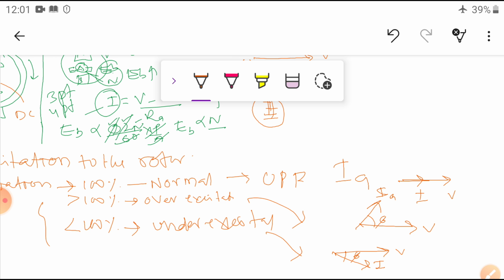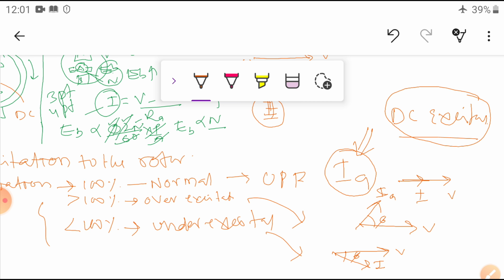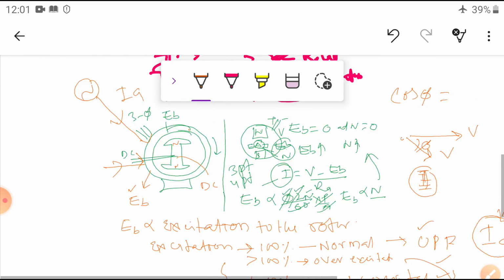That means here the armature current can be varied based on the DC excitation. So dear students, this principle we are going to use in our industries where we require to improve the power factor of our industry. Now based on this excitation, we produce the back EMF in the stator machine.